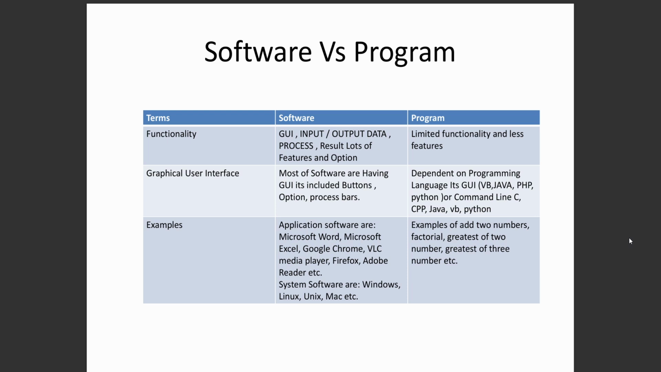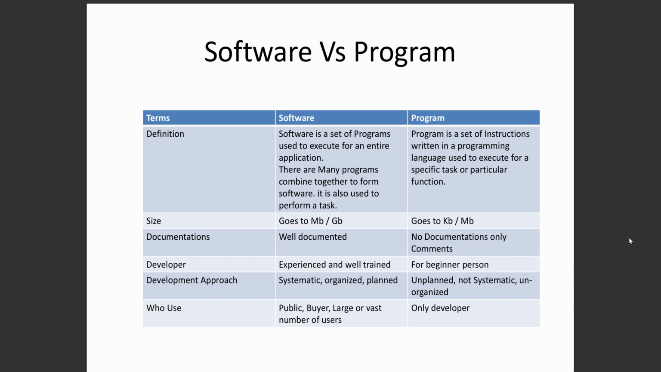Okay, software again has a much vast or much developed or robust GUI in comparison to a program, which has fewer options for a GUI. Examples of software can be Microsoft Word, Office, Excel, Chrome, VLC Player, Firefox, Adobe Reader. These are the software. On the other hand, programs can be written for factorial, addition, prime numbers. They are certain sets of programs. So there are certain basic differences between software and programs.